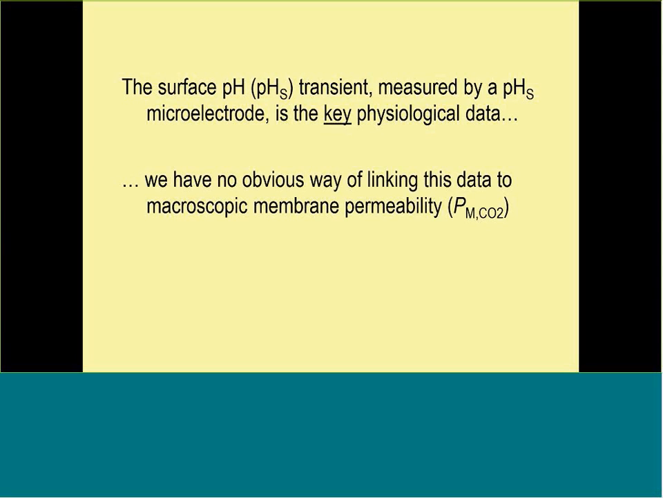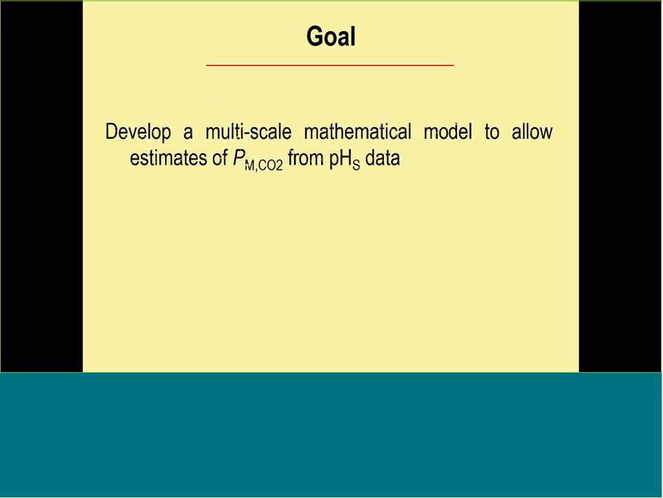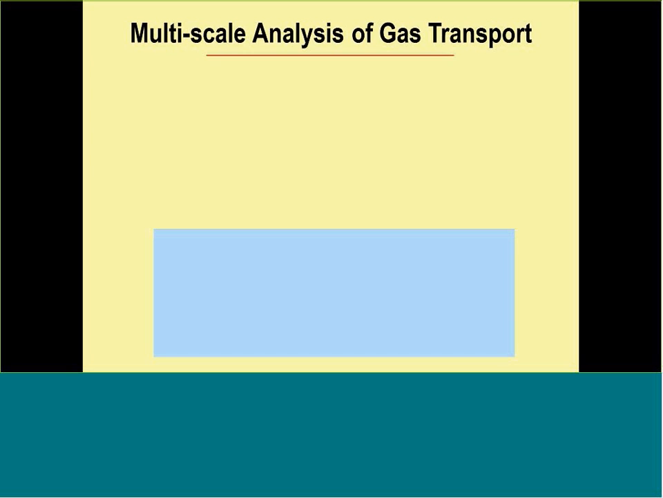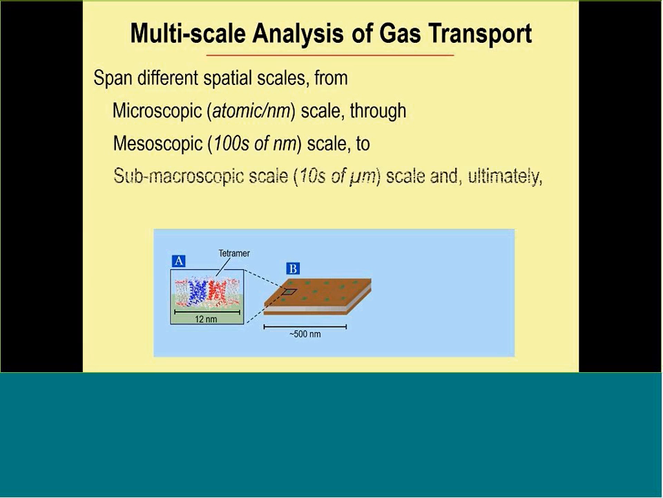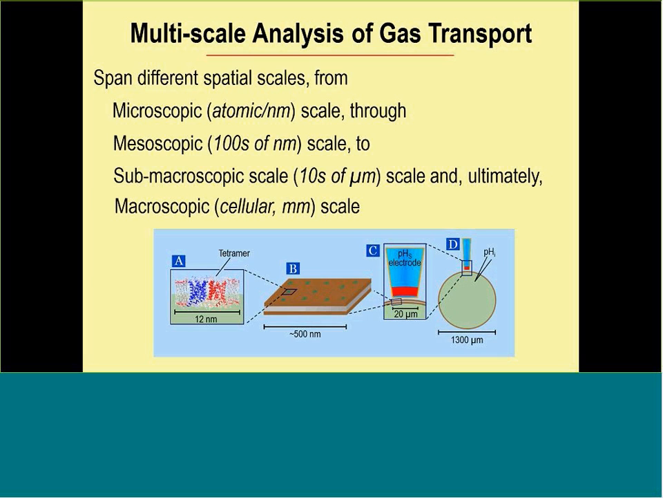However, we don't know how to link this data with macroscopic membrane permeability for CO2. So our goal is to develop a multi-scale model that would allow us to connect the physiological data with macroscopic membrane permeability of CO2 and also ammonia. In this case, I'm focusing only on CO2. So how do we do our multi-scale analysis of gas transport across biological membranes? We span different spatial scales and also time scales. We go from the atomistic scale, to the mesoscopic scale, to the submacroscopic scale, and finally to the microscopic cellular scale, the entire oocyte. And we also have several time scales, which go from nanoseconds in the case of molecular dynamics simulations to several hundred seconds in the case of the entire pH transient.